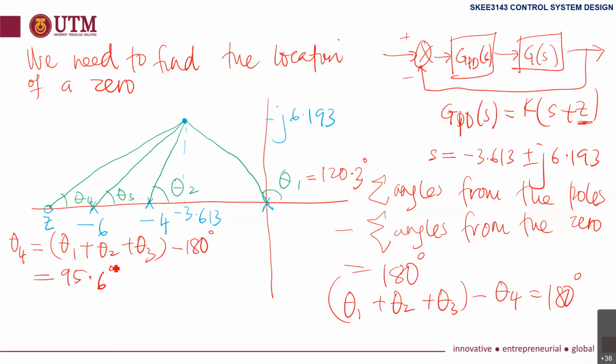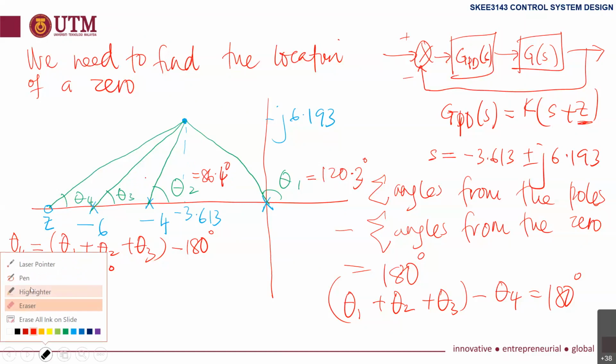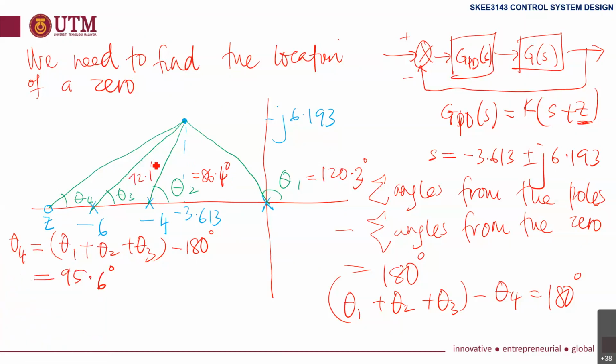Okay, theta 86.4, 72.1. Please check, I'm not sure, but theta 4 is correct, 95.6. 68.9. You have to check, eh?